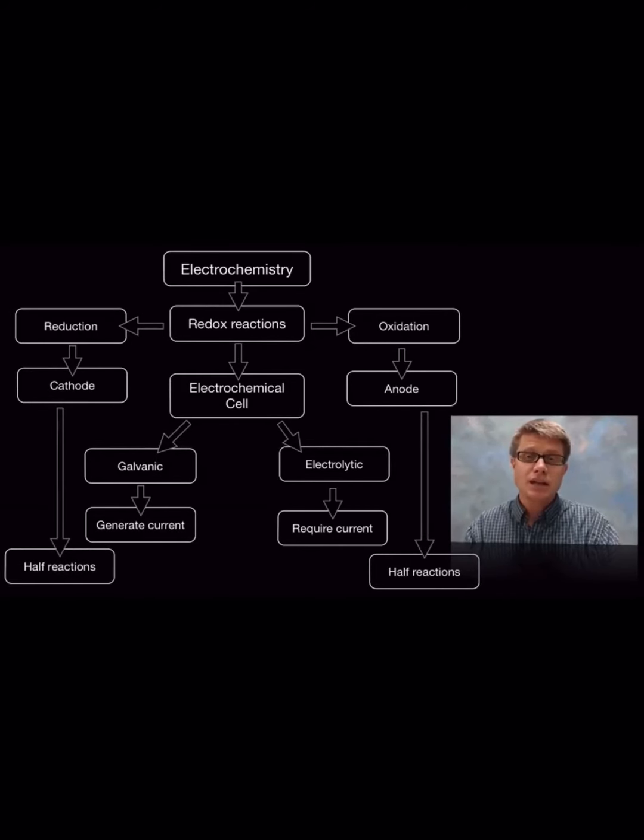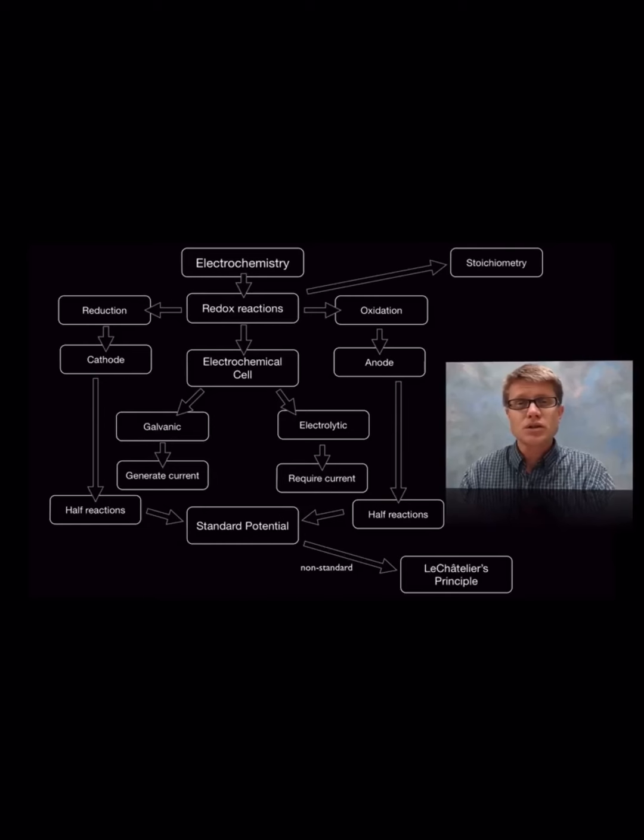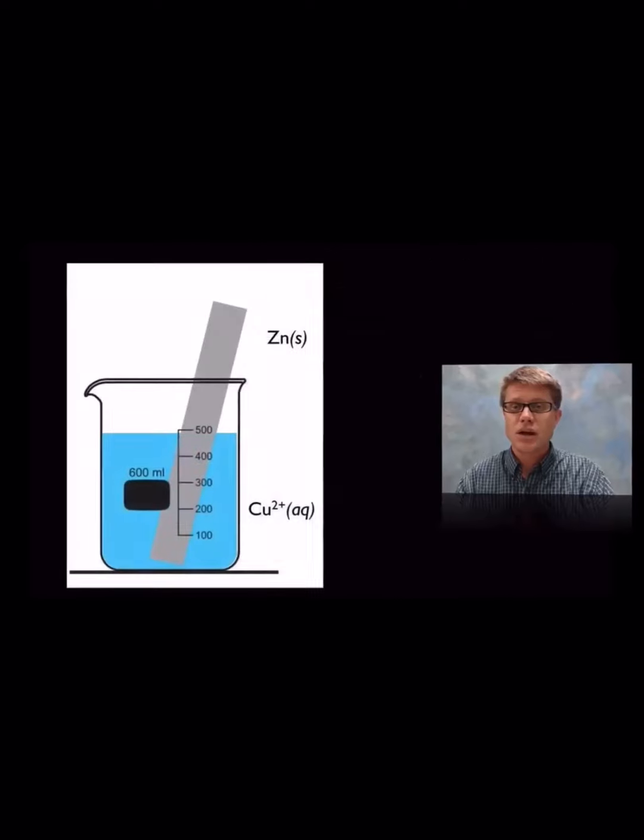And so what we can do is analyze this cell. We can break it down into its two half reactions. We could figure out the potential of those two half reactions and then simply add them together to figure out the standard potential. So how much energy that cell could produce or require if it's electrolytic. Now this would be at STP, standard temperature and pressure. And so if we have variance from that, then we could use Le Chatelier's principle to qualitatively measure what's going on. We can also measure stoichiometry in a cell. So we could use Faraday's laws to quantitatively measure that as well.